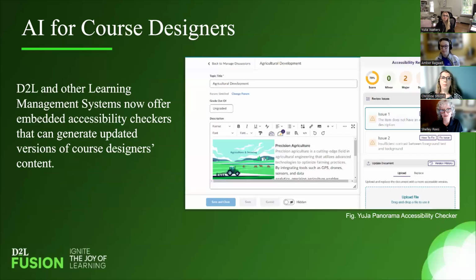For designers, we're seeing a lot of really fascinating programs come about. Anthology Ally is one that is embedded within D2L. A lot of the learning management systems like D2L now offer embedded accessibility checkers for designers. They can generate updated versions of the course that you create for you, or they can just give you what you can see here. This is a screenshot from Yuja that will give you an accessibility report and point out the exact places where accessibility might be an issue.